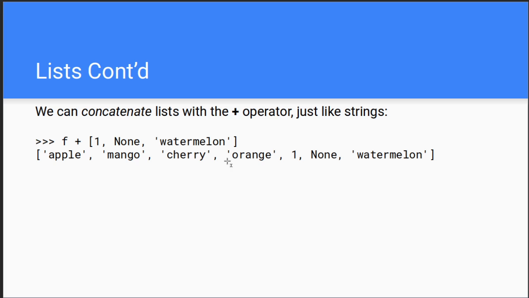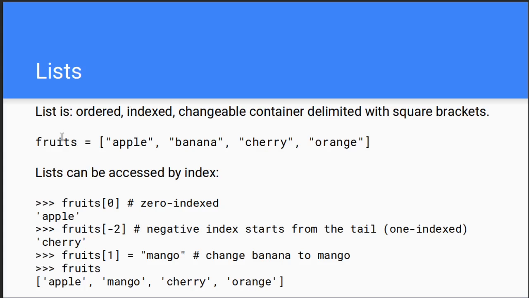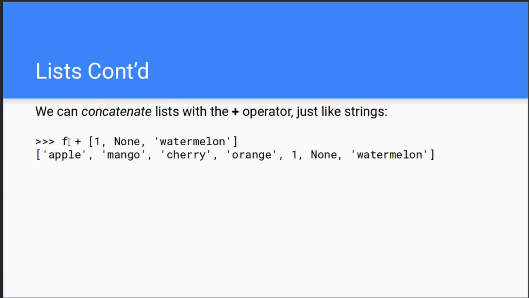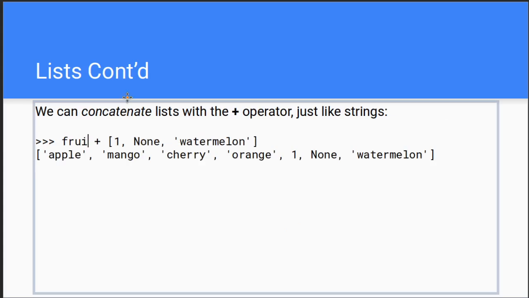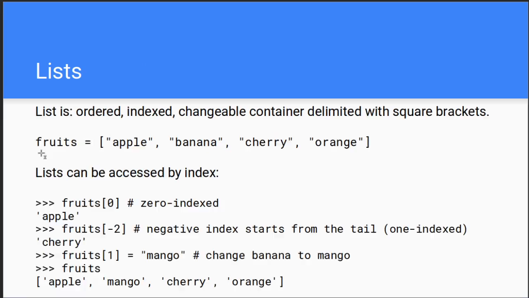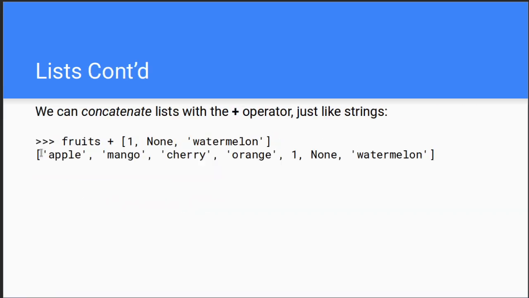We can concatenate lists with the plus operator, just like strings, 1 + 1. We can say our fruits plus this array, and so we did have apple, mango, cherry, and orange, and now we have apple, mango, cherry, and orange, and 1, none, and watermelon.